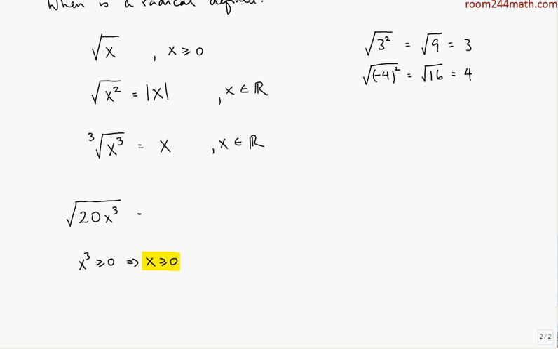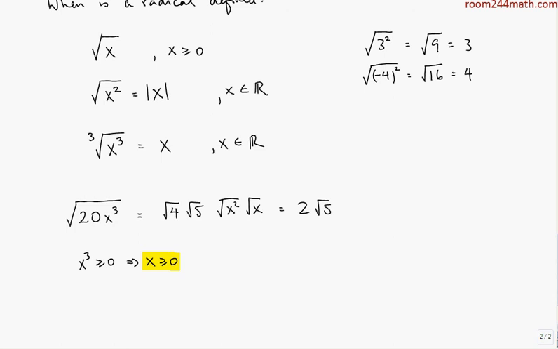So really that's our restriction there. X must be greater than or equal to 0. Otherwise this expression is just simply not defined. Now let's see how we simplify this expression. We can deal with the 20 and the x cubed separately. So the 20 we can write as square root 4 times square root 5. The x cubed we can write as square root x squared times square root x.